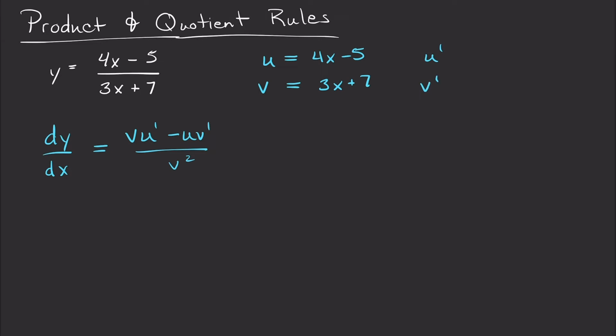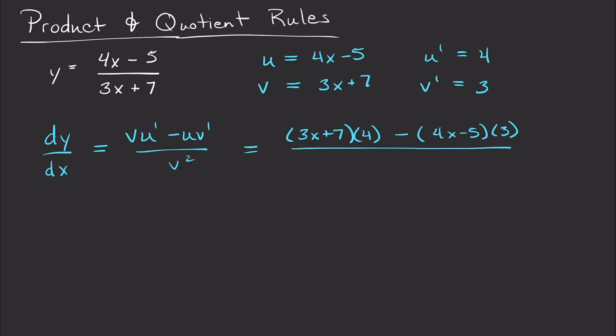Okay, and that will be u prime equals 4, and the derivative of v will be 3. So now we can just plug in to our formula for the quotient rule. So v, in this case, is 3x plus 7 times u prime, which is 4, minus u, which is 4x minus 5, times v prime, which is 3, all over v squared, which is 3x plus 7, and that will be squared.